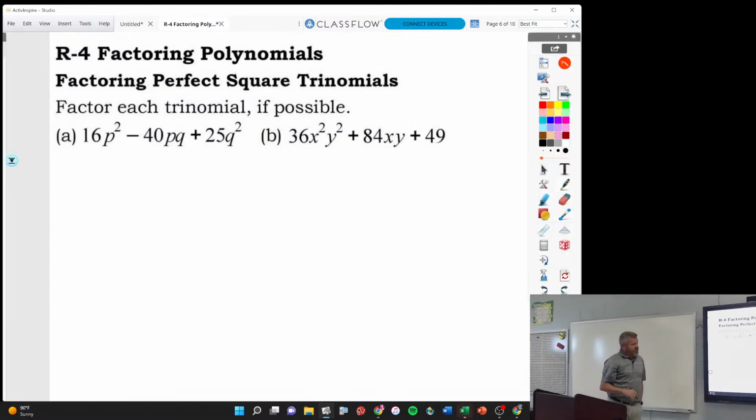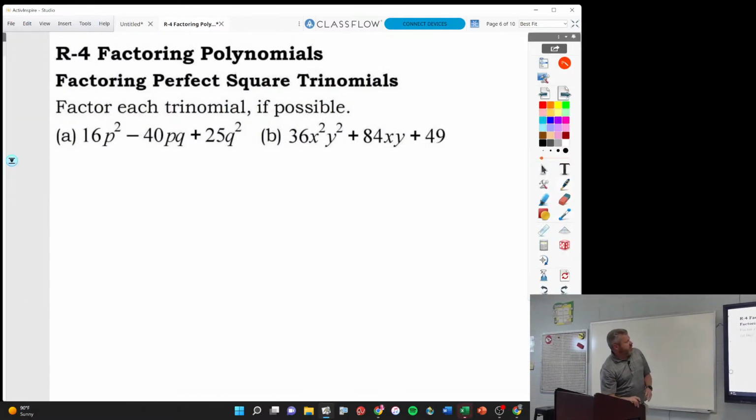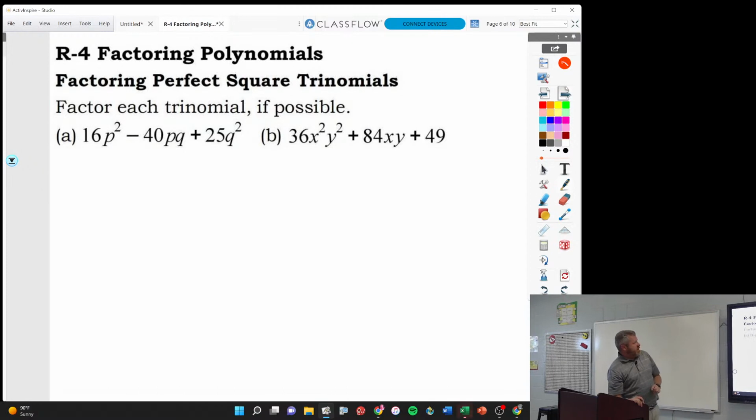Examples. First term, letter A here. 16p squared minus 40pq plus 25q squared. As with any factoring problem, the first thing you want to ask yourself is, can I factor anything out? Do they all have anything in common? Well, in this case, the answer is no.